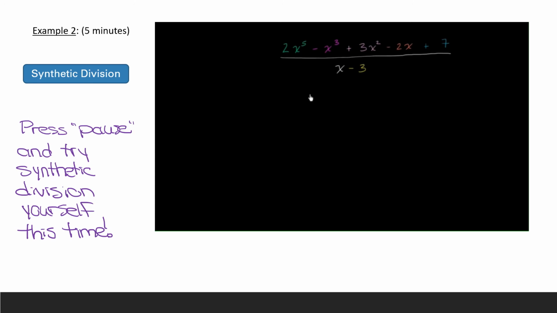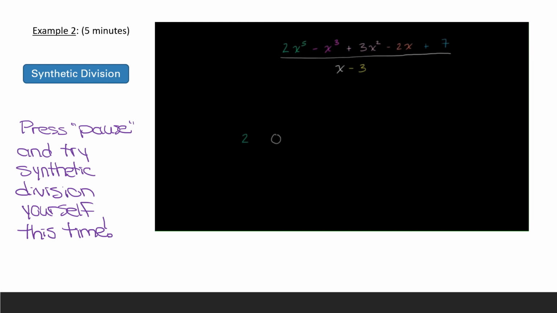So let's think about this step by step. The first thing I want to do is write all of the coefficients of the numerator. So I have a 2, and I have to be careful here, because the 2 is a coefficient for x to the 5th. I have no x to the 4th term. So I have the 2 from 2x to the 5th, and then I have no x to the 4th, so it's really 0x to the 4th. So I'll put a 0 as the coefficient for the x to the 4th term.